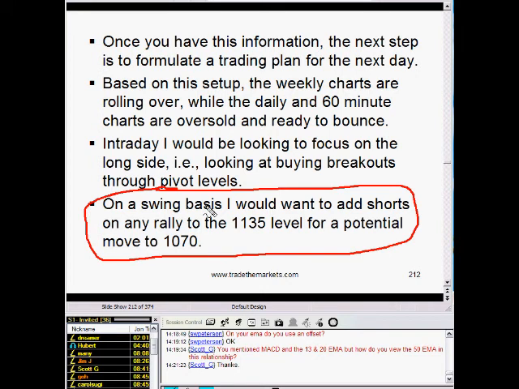This was our game plan. We wanted to use any rally to 1135 on the S&Ps for a potential move to 1070. This is an analysis that we did back in March at a seminar that we did in Los Angeles. We were able to kind of predict what the market was going to do over the course of the next 3 to 6 months, and that's exactly where we are today. So it's a pretty powerful way to analyze the market and get an idea of what the market's going to be doing over the next couple of weeks to the next couple of months.